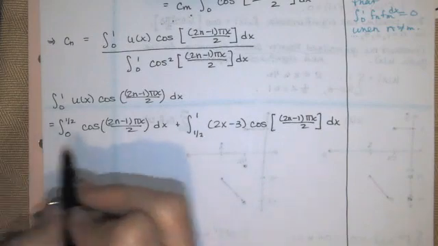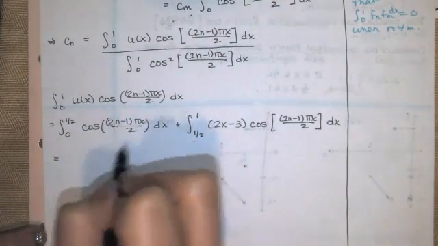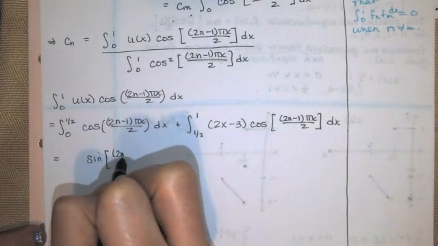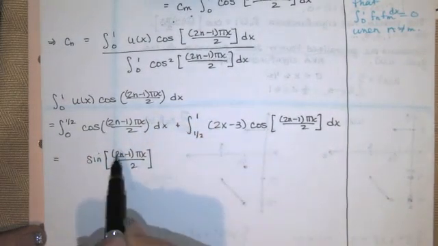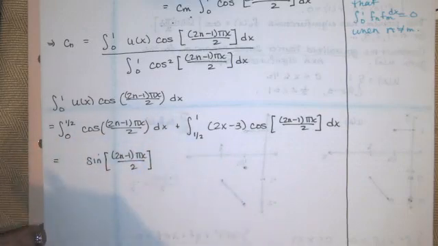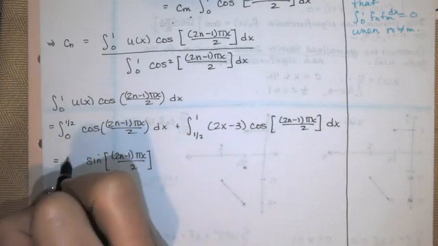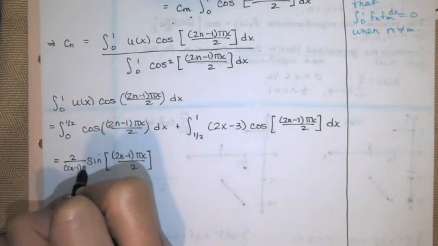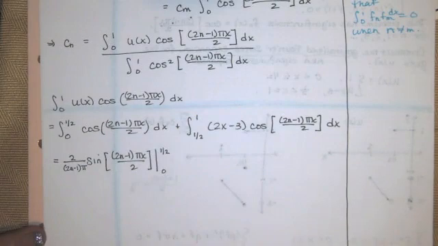Okay. This one is relatively straightforward. The antiderivative of cosine of a constant times x is sine of that constant times x. And then if I'm taking the derivative, I'd have to multiply by that constant. When I take the antiderivative, I have to divide by that constant. Since our constant is a fraction, dividing by that fraction is the same as multiplying by the reciprocal. So we're going to have a 2 over 2n minus 1 times pi out front. We'll evaluate this expression from 0 to 1/2.